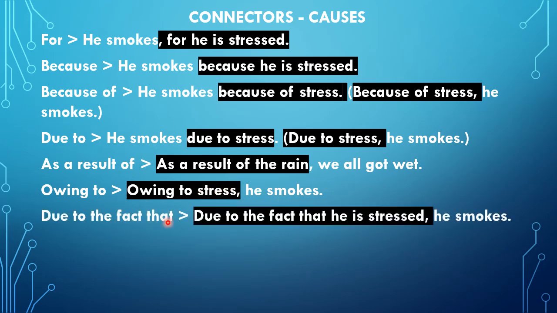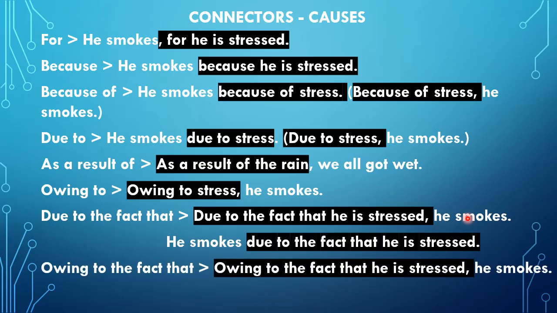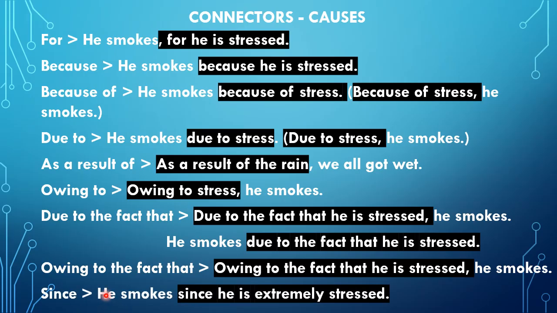Due to the fact that, same thing, it's just another way to write, to mean because. It means the same thing. Due to the fact that he is stressed, he smokes. Or you can put it at the end: he smokes due to the fact that he is stressed. Owing to the fact that, same thing, it's exactly the same as due to, just different words. Owing to the fact that he is stressed, he smokes. And of course, since: he smokes since he is extremely stressed.